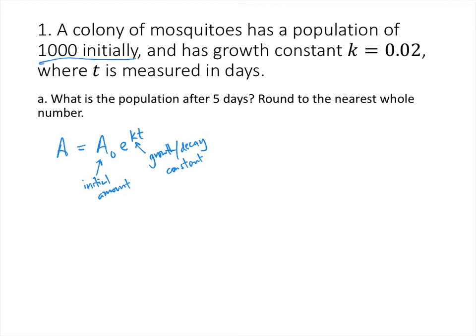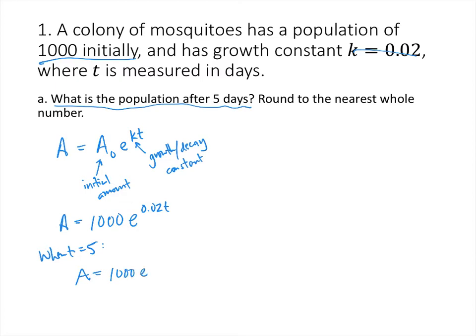We're told that the initial population is 1,000 and the growth constant is 0.02, so our formula is 1,000 e to the 0.02t. Now what are they asking us for? They want the population after 5 days, in other words, the population when t equals 5. So A equals 1,000 times e to the 0.02 times 5. On our calculators, we get 1105.17. We can't have a fraction of a mosquito, so we round to the nearest whole number, and that's 1105 mosquitoes.